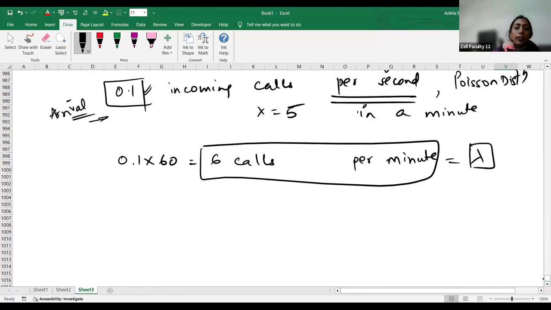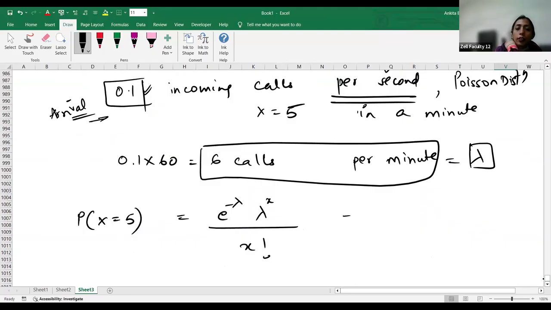Now I want 5 successes. So I'm looking for the probability of x equals 5. The formula is e to the power minus lambda into lambda to the power x divided by x factorial. Here e is the exponential function, to the power of minus lambda, so minus 6, and lambda is 6 to the power of 5, divided by 5 factorial. This will give me the probability.